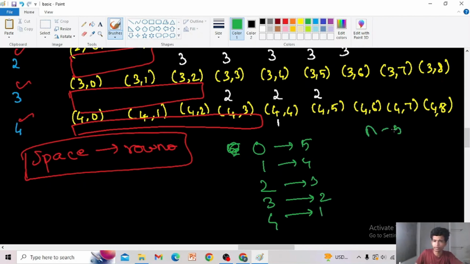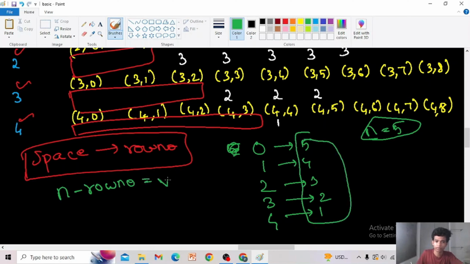N is 5, right? N is 5. Can we make some formula from this N? I can. But how? N minus row number is equal to this value. Right? Because n minus 0 is 5, n minus 1 is 4, n minus 2 is 3. Finish. So this is the relationship for finding the values.